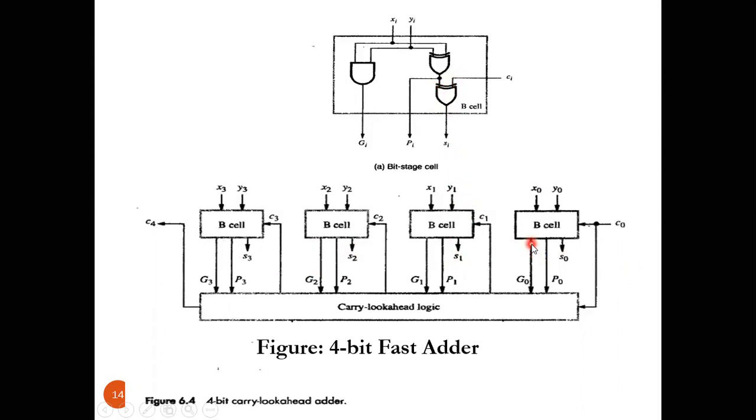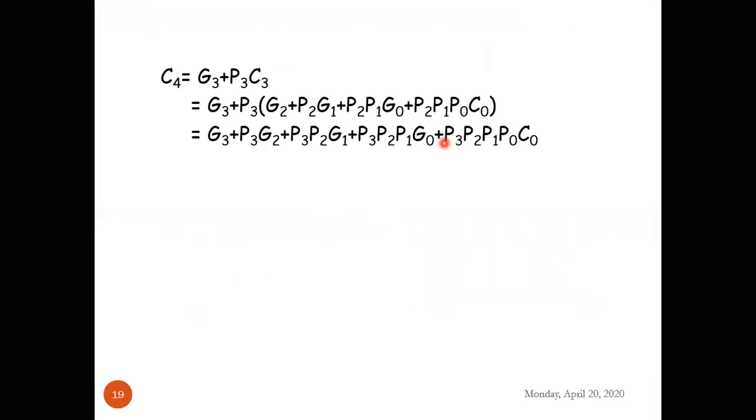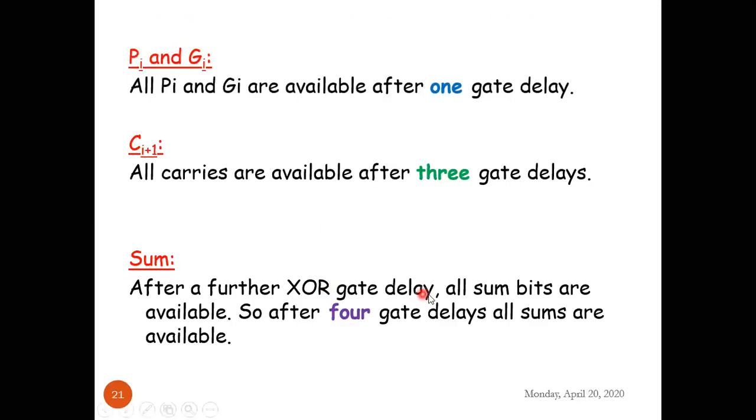So just a quick recap. G0, P0, G1, P1, G2, P2, G3, P3 will be produced after one gate delay. Inside this box, all the carries require 2 gate delays. So 2 plus this generate propagate function, 3 gate delays. All these carries which are produced in 3 gate delays will be given to the B cell. After a further XOR gate delay, sums will be produced after 4 gate delays. So that is what is written here. After a further XOR gate delay, all sum bits are available. So after 4 gate delays, all sums will be available.